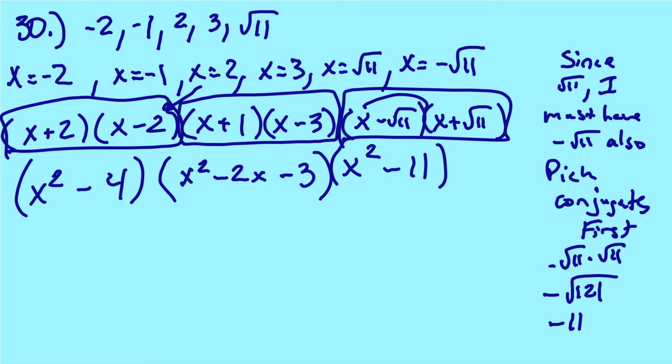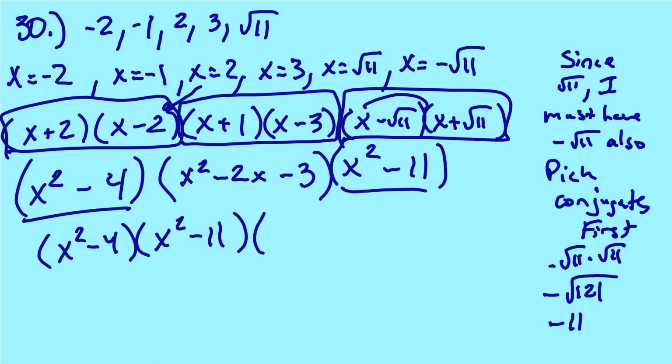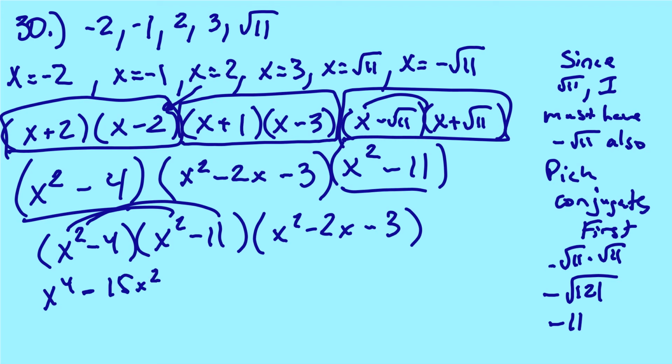I'm going to change my order up a little bit. I'm going to make these two first because they're going to both be pretty easy. So I get x squared minus 4, x squared minus 11, and then x squared minus 2x minus 3. I do this because it's easier to multiply two things times two things than two things times three things. So I'm just going to do this first. X squared goes to everything. X squared goes to x squared, gives me x to the 4th. The inside becomes minus 4x minus 15x squared plus 44.